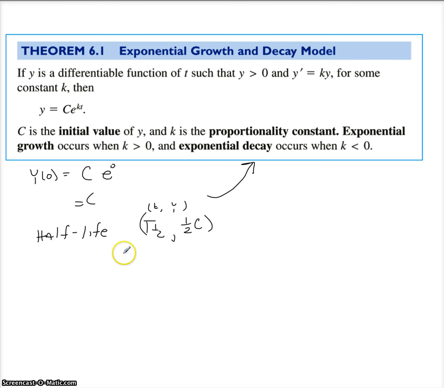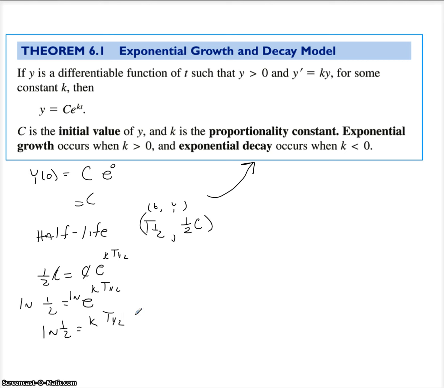All right, I can plug this into this equation. Y is 1/2 of c. That's c e to the k half-life. You're going to see my c's cancel. So I have 1/2 is equal to e to the k times my half-life. Let me take the natural log of both sides. So the natural log of 1/2 is going to equal k times my half-life.